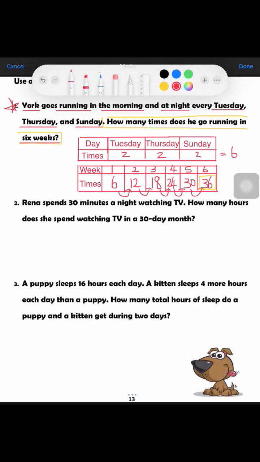Maybe we can use multiplication to find the answer. So in 1 week, he goes running 6 times. So in 6 weeks will be 6 times 6, which is 36. The answer is the same.